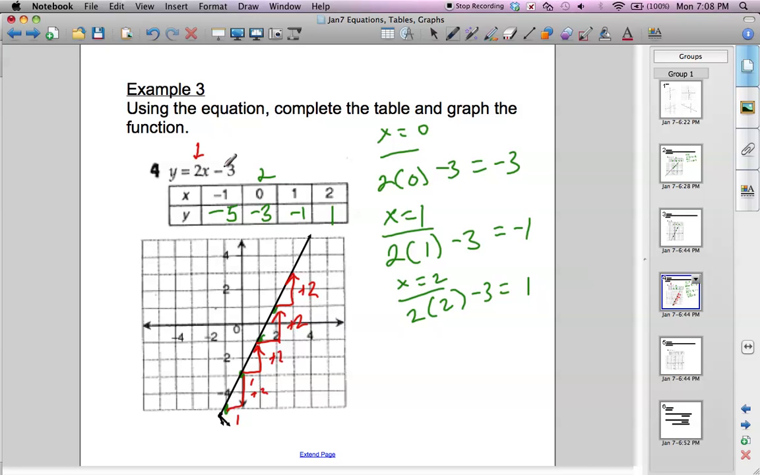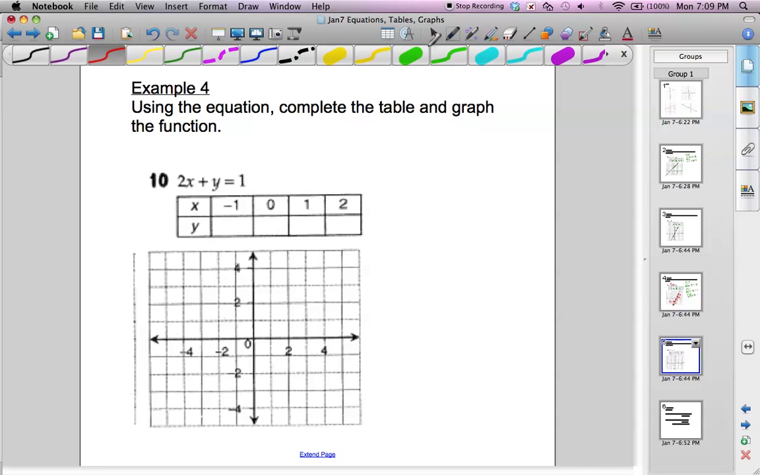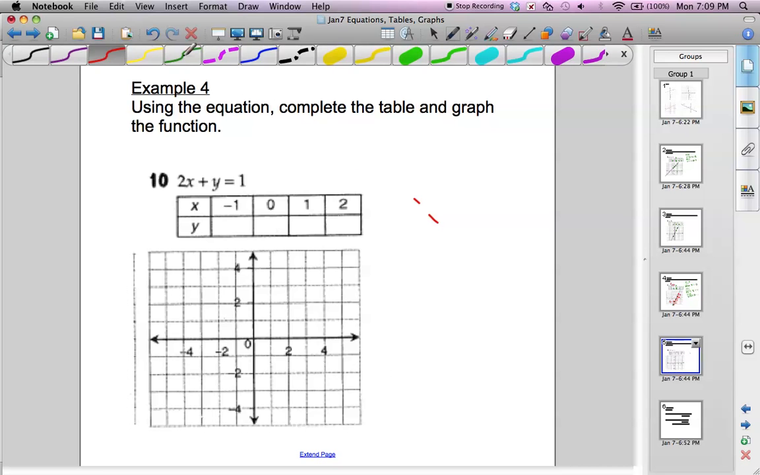And you can also notice that this negative 3 in the equation corresponds to the y-intercept here, which is negative 3. Now let's take a look at our next equation. Okay, now this one might be a bit tricky. Alright, so we can do it the same way though.